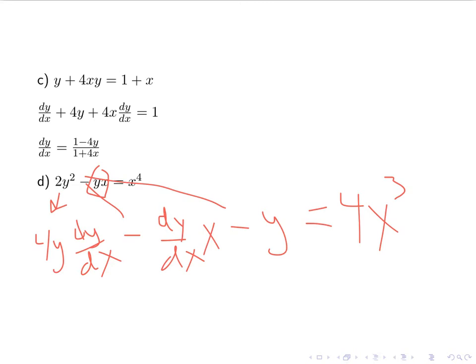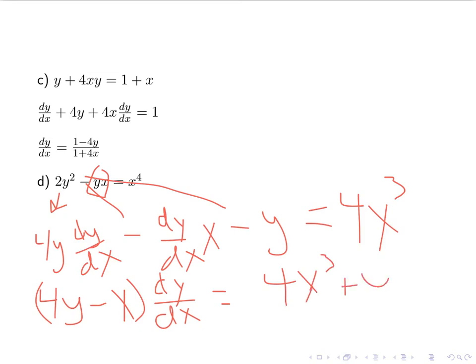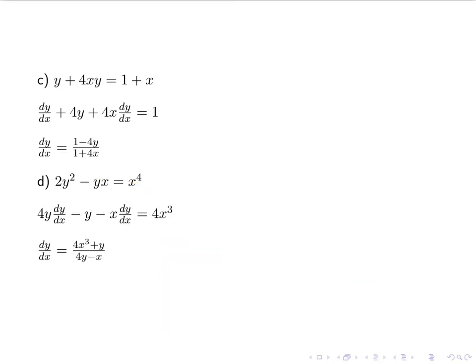And then again, I want to clean it up, so everything with a dy/dx stays on one side, and I'm going to factor it out at the same time. So 4y minus x all times dy/dx equals 4x cubed plus y, and then divide by what's in the parentheses. Okay, so 4x cubed plus y divided by 4y minus x. So it's calculus with the derivative, it's also algebra with the solving.